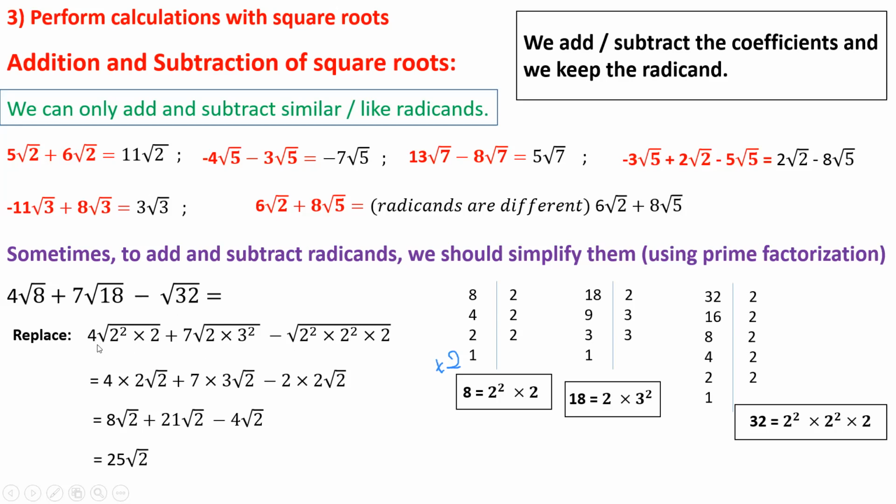Here comes 2 outside, so 4 times 2 radical 2. Whenever I get something outside, I multiply it by the number I have outside. Here comes a 3 outside, so I multiply 7 times 3 radical 2. Here comes 2 and 2 outside, so I multiply 2 times 2 radical 2. Now, 4 times 2 is 8 radical 2 plus 7 times 3 is 21 radical 2 minus 2 times 2 is 4 radical 2. Now I have same radicands. So I say 8 plus 21 is 29 minus 4, it is 25 radical 2.